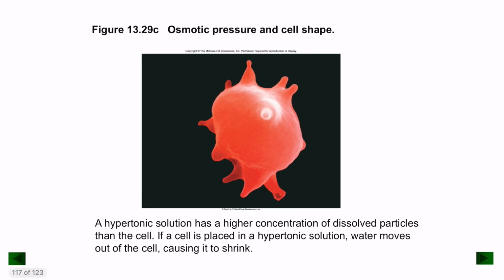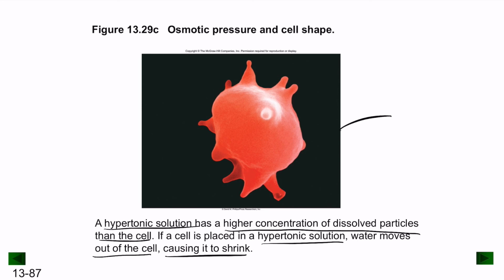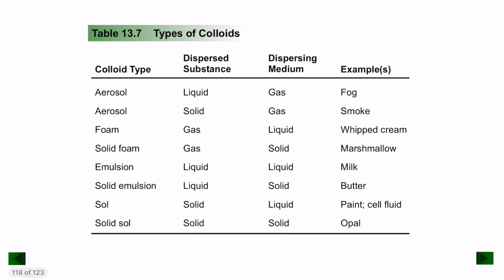The second one is a hypertonic solution. A hypertonic solution has a higher concentration of dissolved particles than the cell. If the cell is placed in a hypertonic solution, water moves out of the cell and causes it to shrink. This is another factor that can be determined in another disease, which is generally called anemia. It happens to the cell shape in the same manner as well.